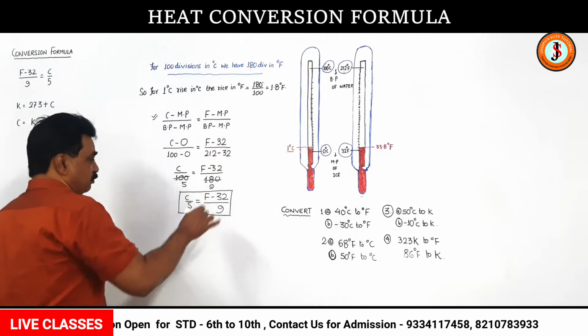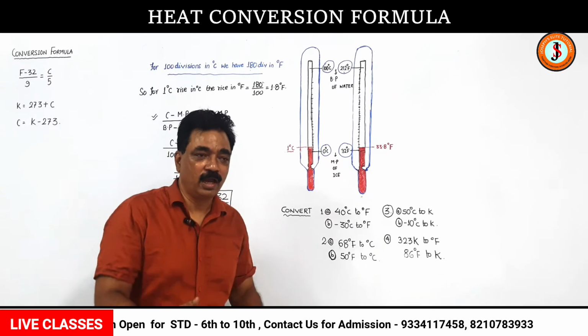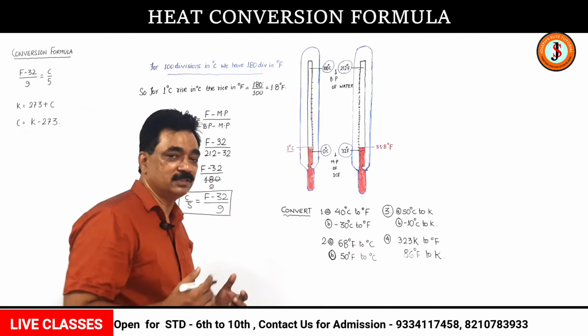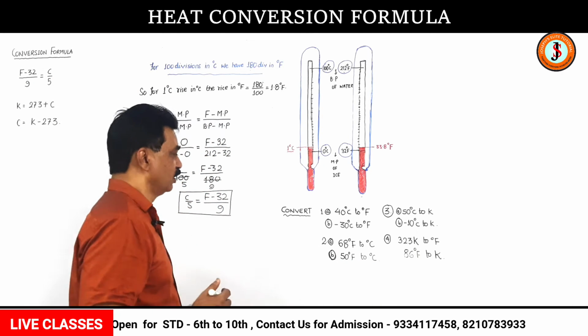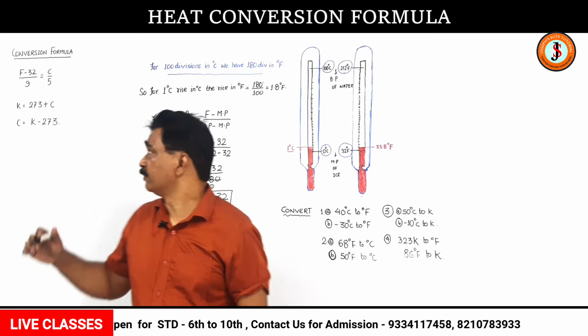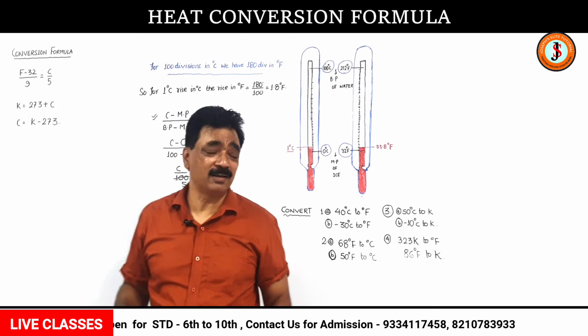But I am dealing with standard 6th and 7th students at present and 9th standard students. So I am not going for faulty thermometers first; I will first go for degree centigrade and Fahrenheit conversions. So we have to remember this formula here, that is F minus 32 by 9 is equal to C by 5. Then in Kelvin scale, what happens?